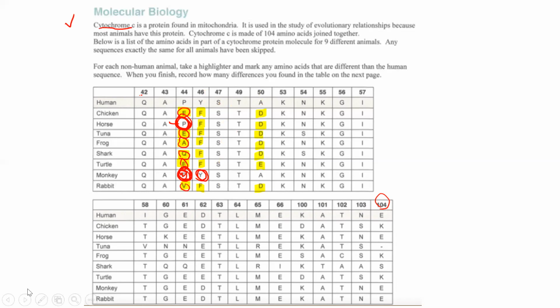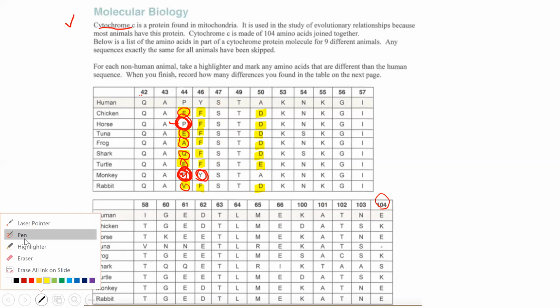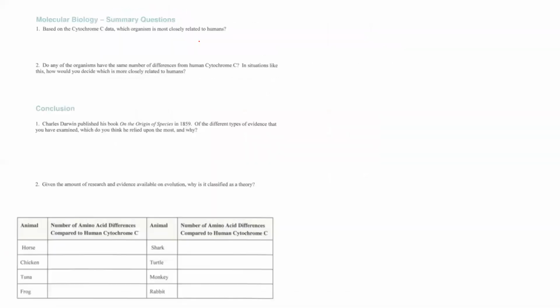Okay, so what you're now going to do is go to that workbook and just practice this. Which organism is most closely related to humans? The one with the most similarities. Okay, what do you think you relied on the most? Just have a few things about these questions here. Okay, and finish this off. So the number of amino acids that are different, you can finish that one off as you go through that. Okay, so that will be a little workbook assignment that I'll get you to do.